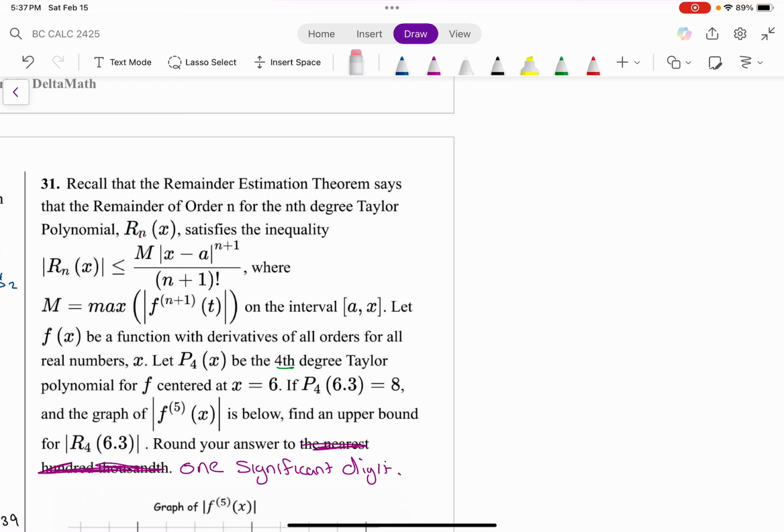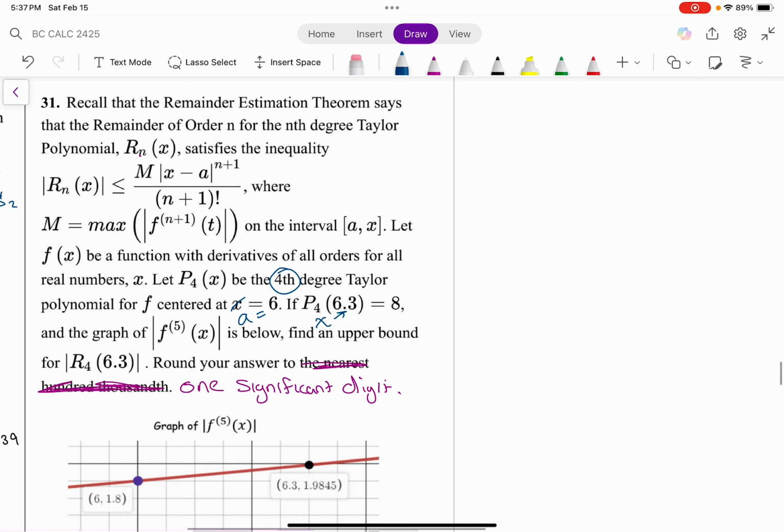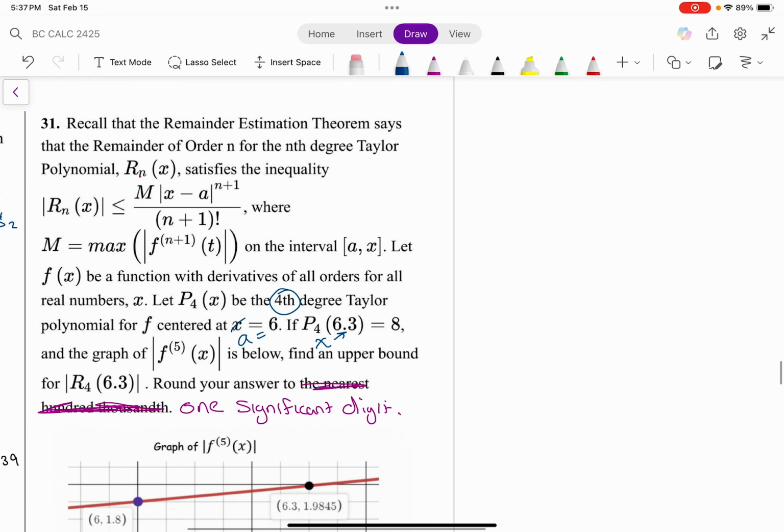Okay, and then we're told that P4 is the fourth degree Taylor polynomial for f centered at x equals 6. So remember, that's really your a, where your center is in our theorem. And then here's our approximation. So that's x. And the graph of the fifth derivative in absolute value is below. Okay, so they'll need that.